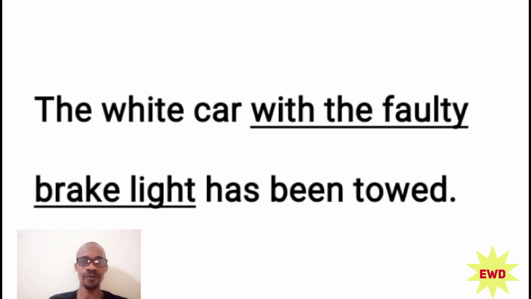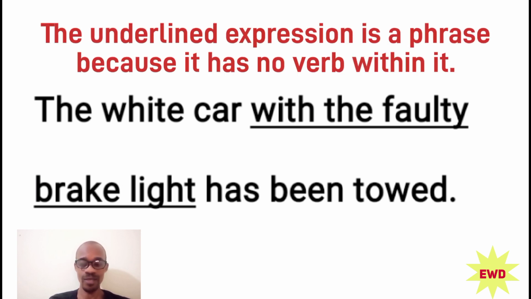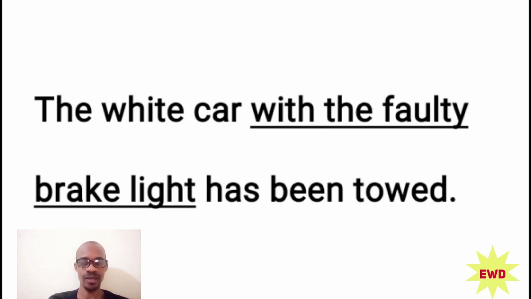If it had a finite verb, it would be a clause, because a clause refers to a group of words that has a finite verb. But it does not have a verb at all. And so the underlined expression in this sentence is a phrase, because it does not contain a finite verb. So that's the first thing you do. Now that we know the underlined expression is a phrase, the next thing you do is to find out what type of phrase it is.